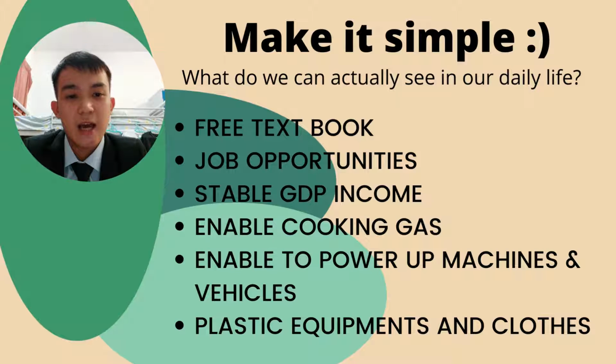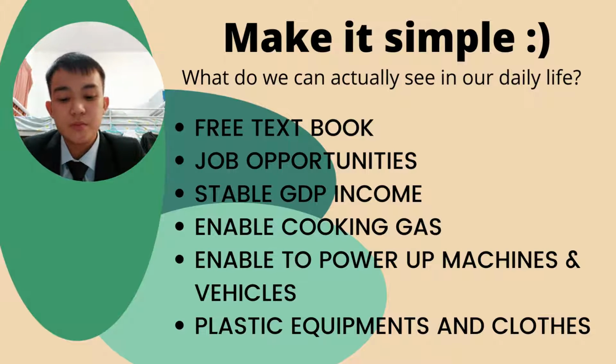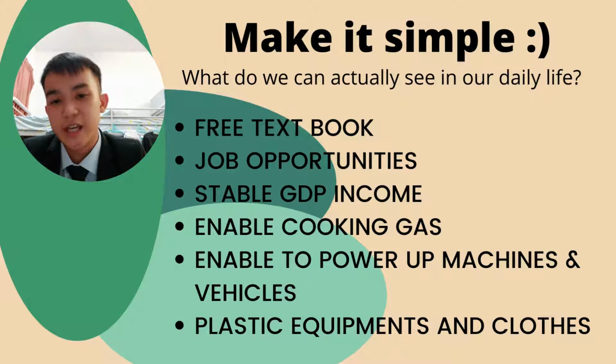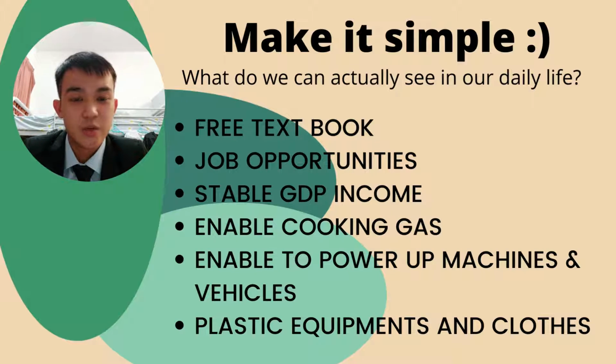Other than that, we have stable GDP income, which we just mentioned before. It also enables cooking gas and powers vehicles and machines. This is the result of the combustion of petroleum, which gives out heat and energy to run our motors and to cook our food.